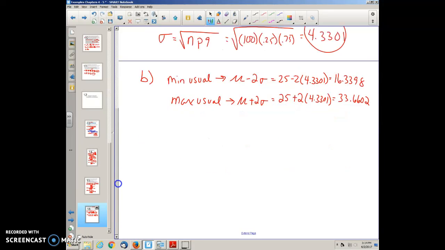So the range of usual values is 16.3398 up to 33.6602. So any number correct in between there would be a usual value. So for example, getting 18 correct would be considered usual. Getting 30 correct would be considered usual, even though the expected number correct is 25. But if a person got 30 correct, that's not unusual.